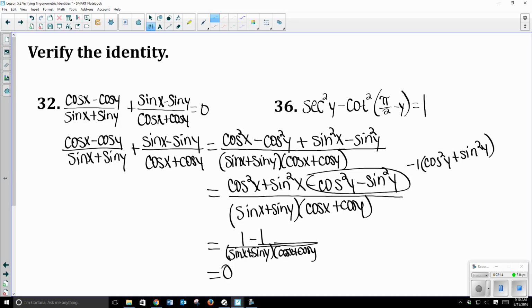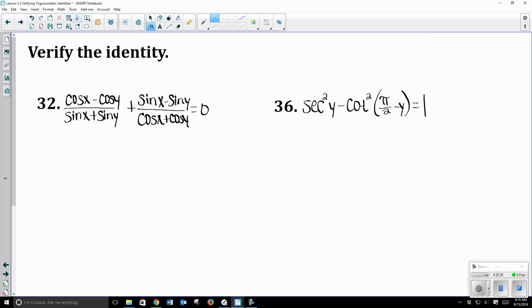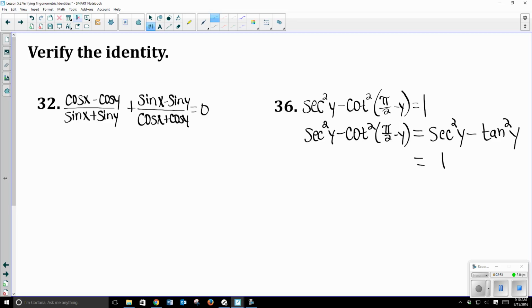Alright, I'm going to have to erase all of that to get the right-hand side. I think it's pretty easy, so I'll go ahead and do it. But I need to try to get on through this lesson. So that's secant squared y minus cotangent squared pi over 2 minus y, which is actually tangent squared y, which is equal to 1. So it looks like for every hard problem we have an easy problem.